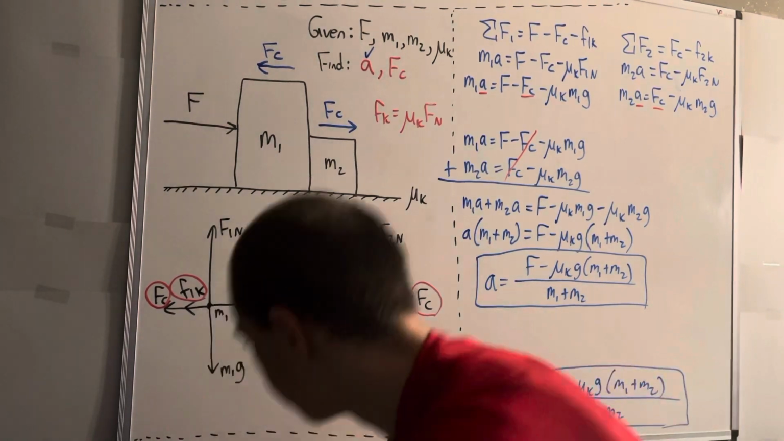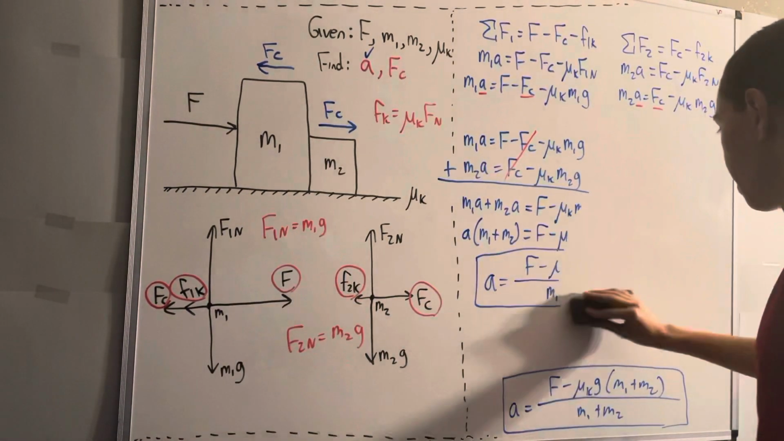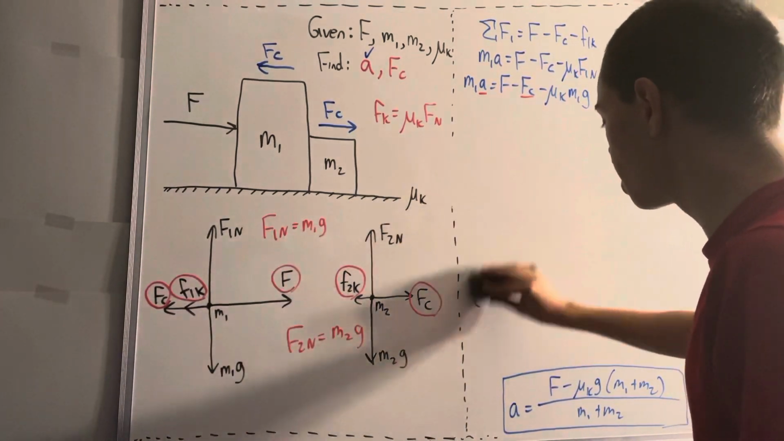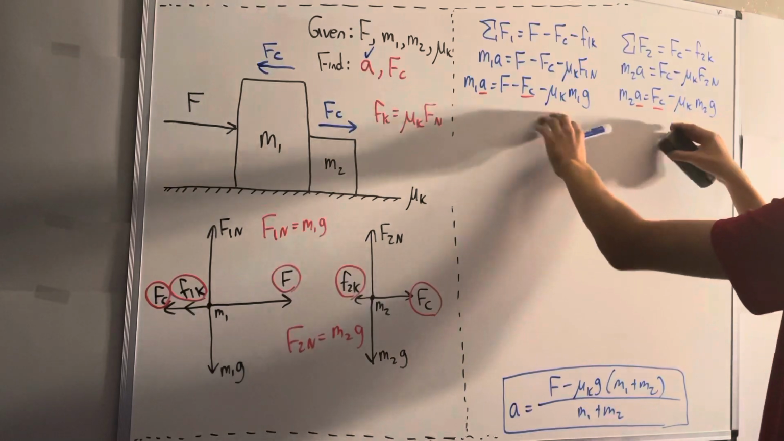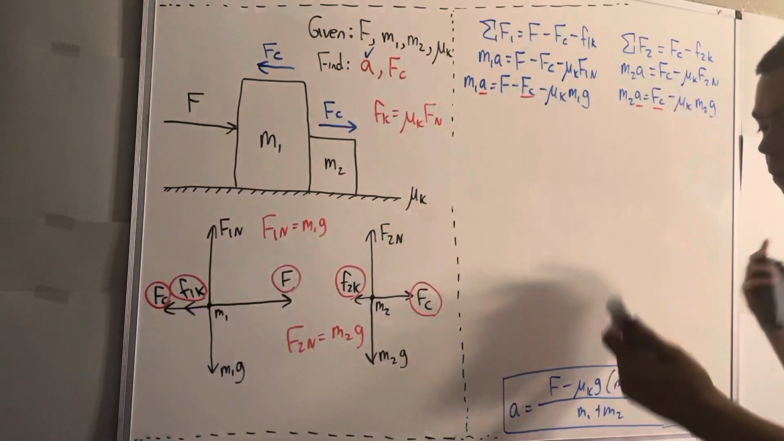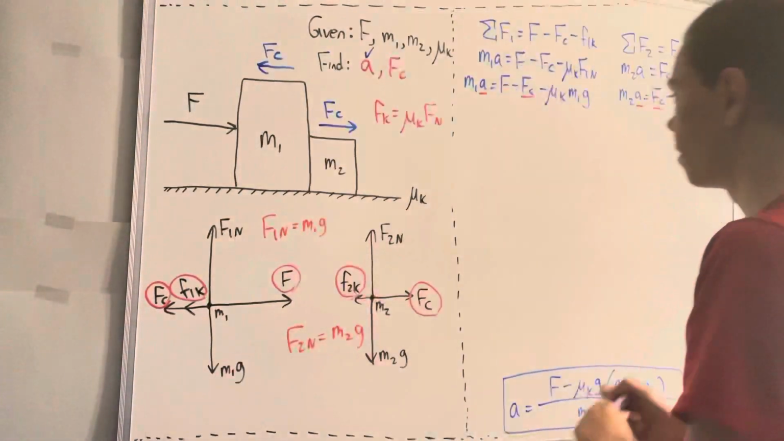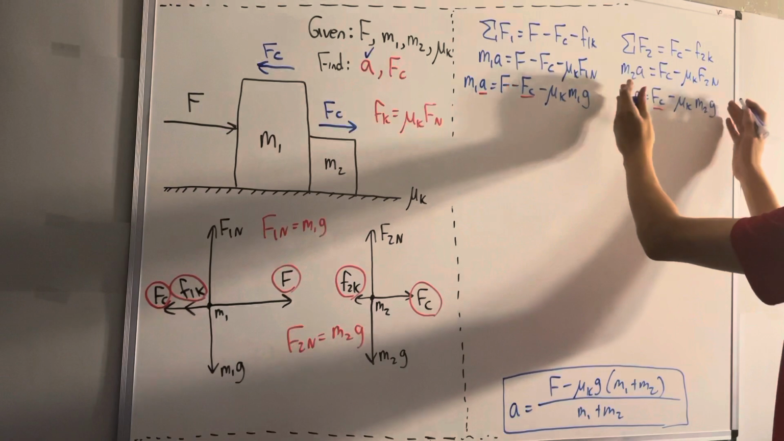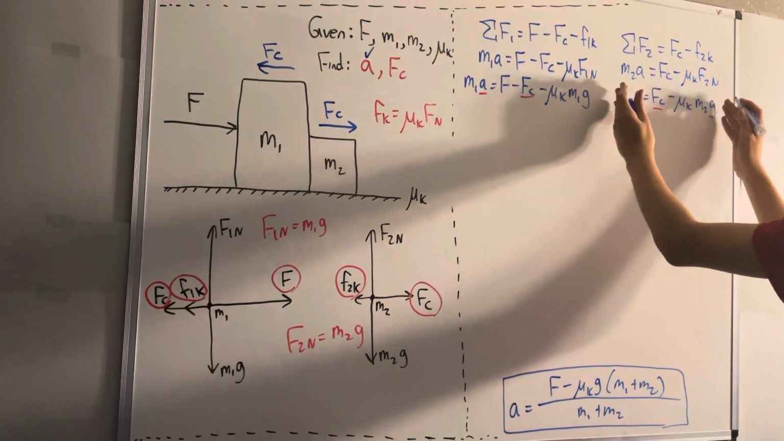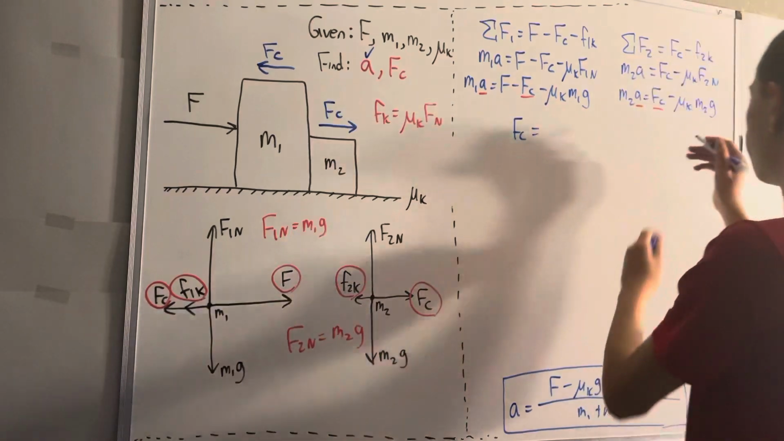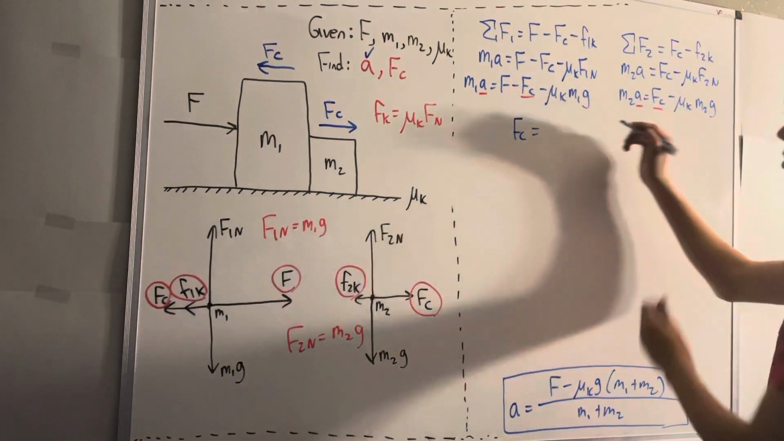Using that, we can find the contact force. I'm going to erase this because we don't need it anymore. We go back to our original two equations. We can use either one; we substitute acceleration into either of these equations to solve for the contact force. This equation looks a little easier, doesn't it? Solving for F_C, F_C is just m2 a plus mu k m2 g.